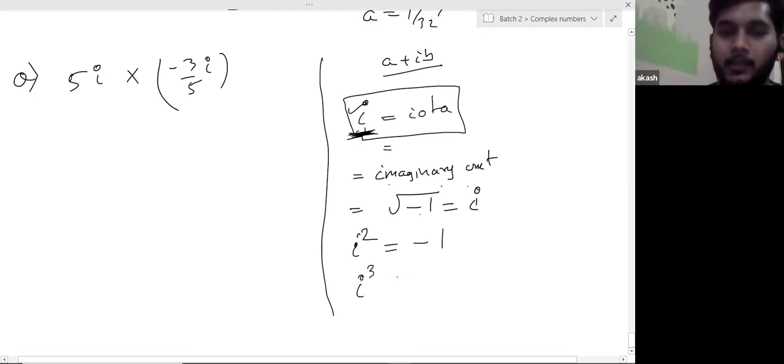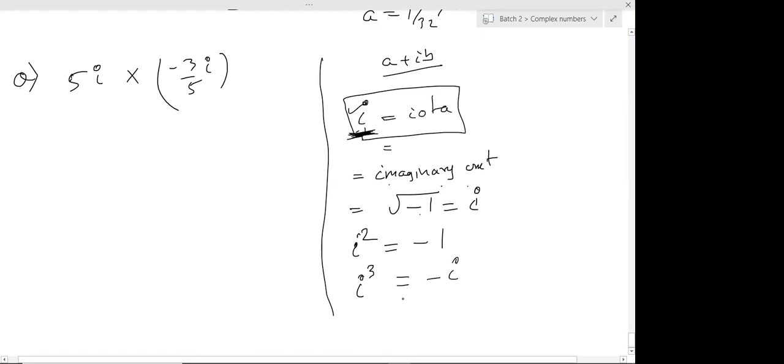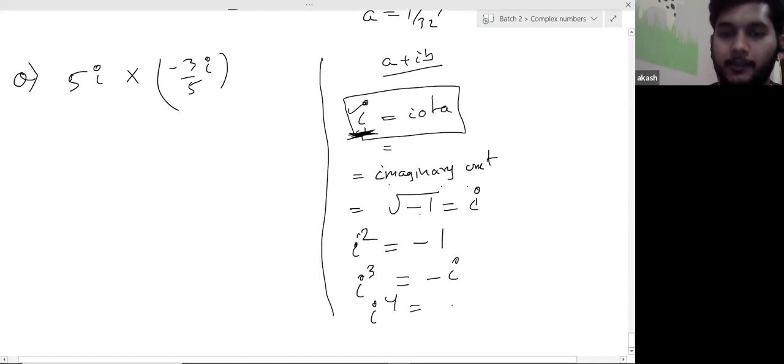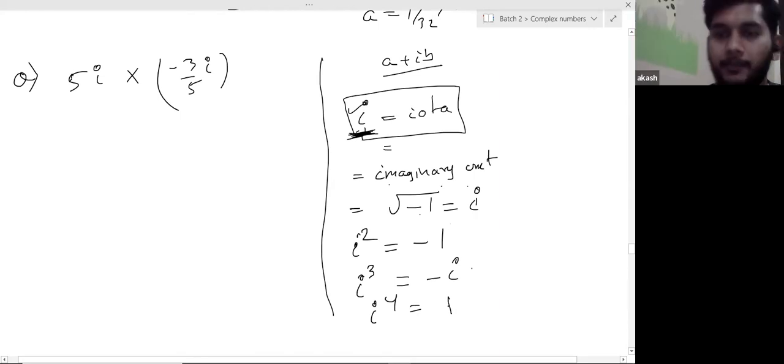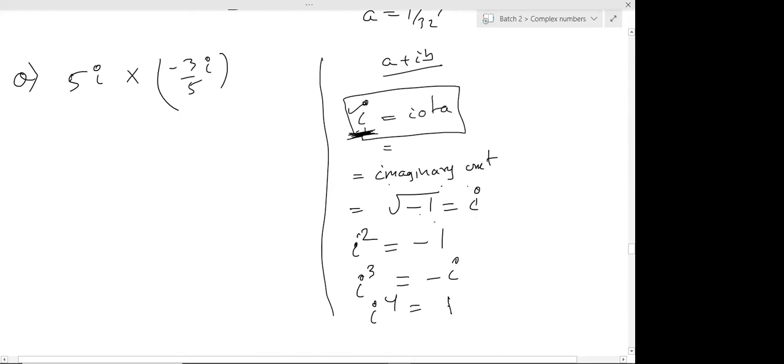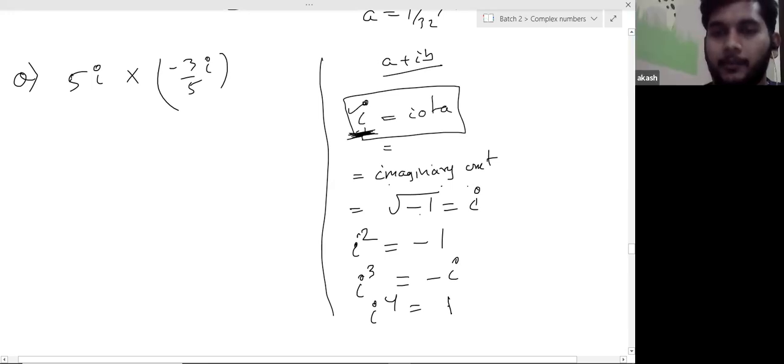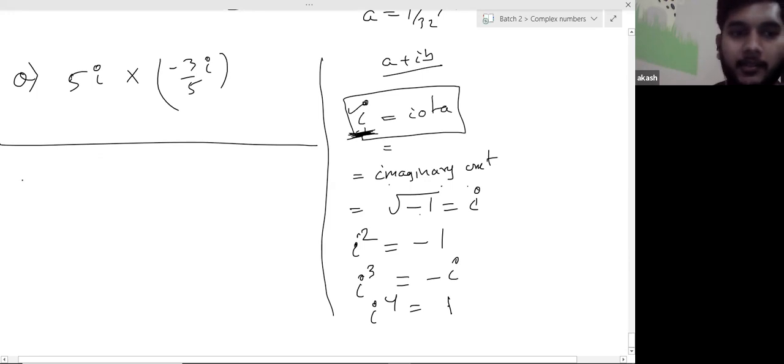The value of i cube is -i. The value of i raised to the power 4 is 1. Okay. Please write this down, Akash. Yes, sir. So this is what we know as iota. All right. This is the most basic unit of any imaginary number. Now again, Atisha will tell us this.